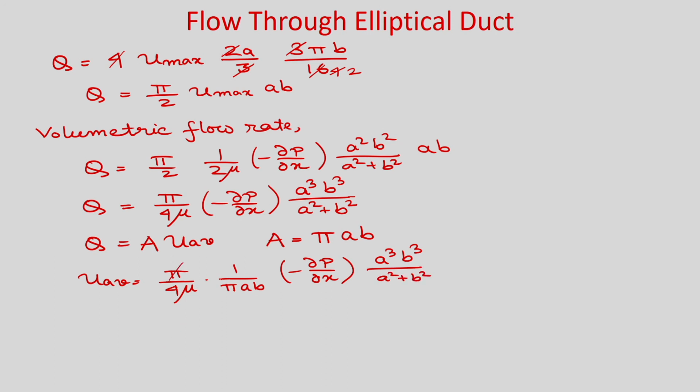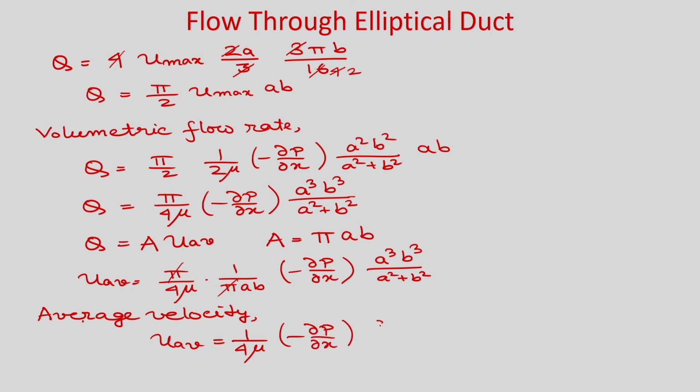Okay. So, this pi will get cancelled, this a b, so it will become a square b square. So, you can write average velocity u average as 1 by 4 mu minus del p by del x a square b square by a square plus b square. Now, let us consider two special cases.